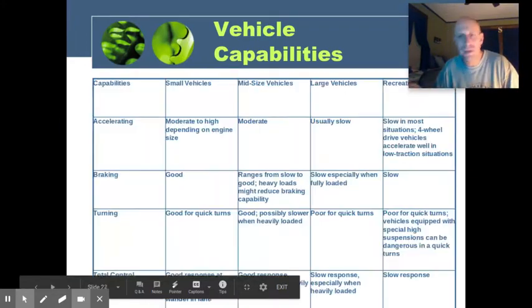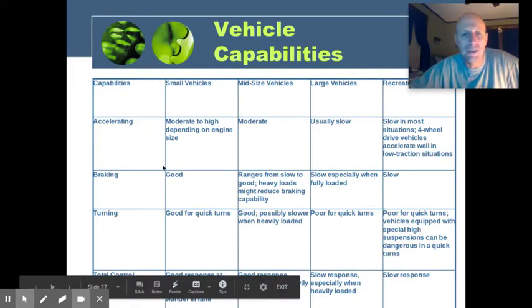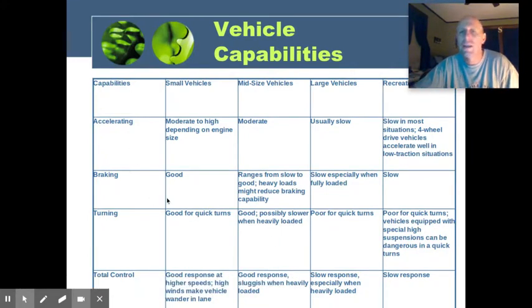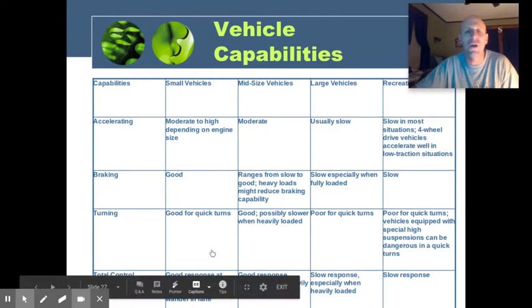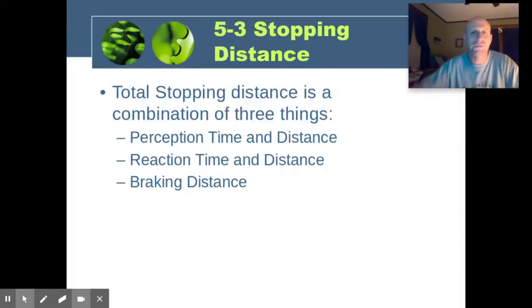Capabilities do differ from vehicle to vehicle. And it's not just turning capabilities that differ, it's also braking capabilities, accelerating. In general, smaller vehicles handle better than larger vehicles. That's a generalization, but in most cases it holds true.